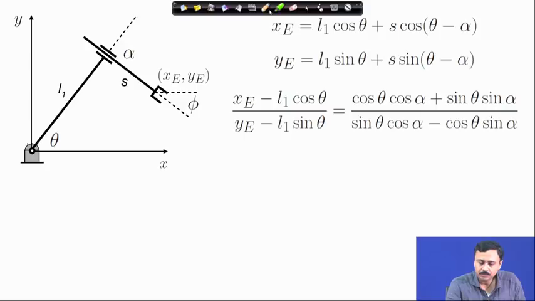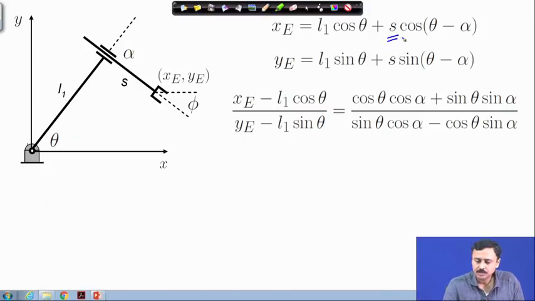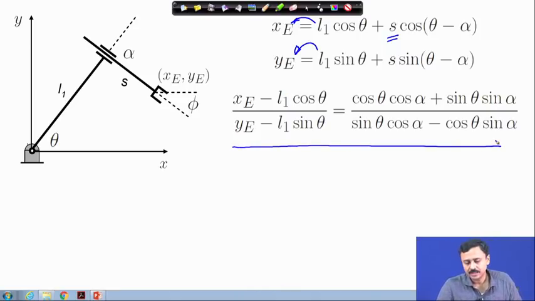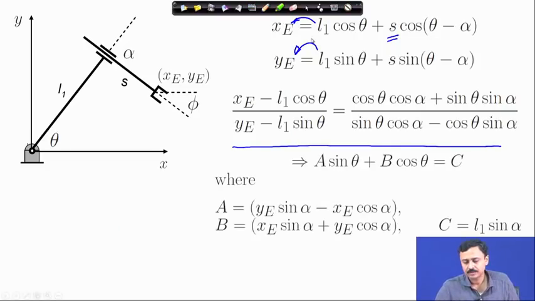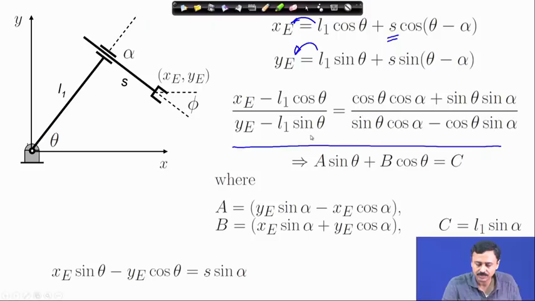What we do in the first step is eliminate s. To eliminate s, we take this first term from the right hand side to the left hand side and divide. So, we come to this expression. This can be simplified to obtain an equation of this form.